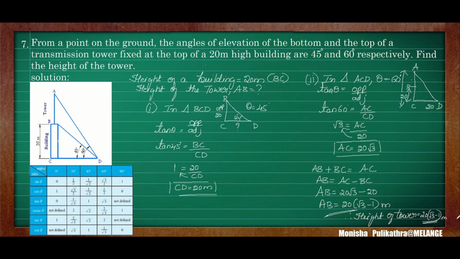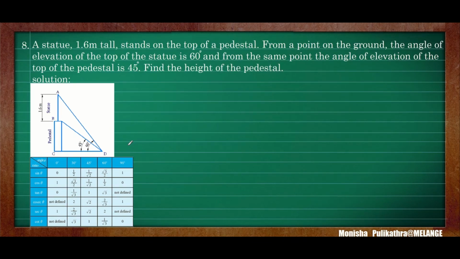I hope you understood this. Moving on to the last question of this session, that is a statue 1.6 meter tall. A statue is there which is 1.6 meter tall, that is AB, height of a statue.